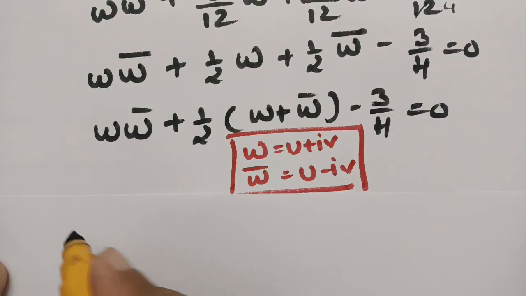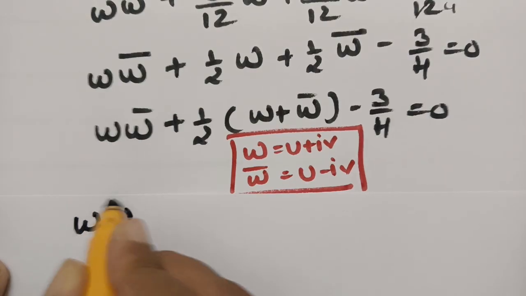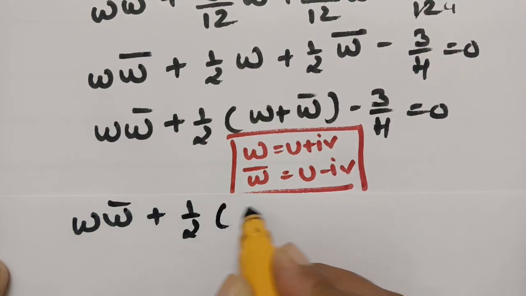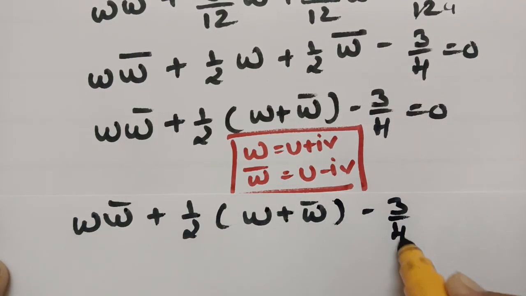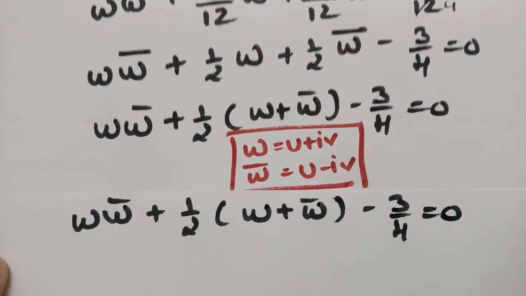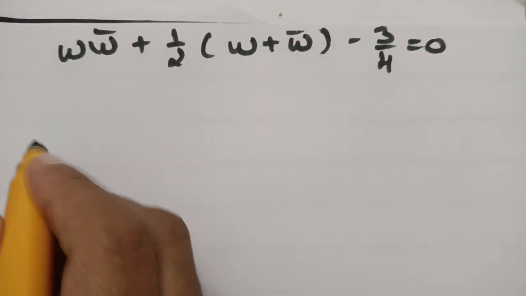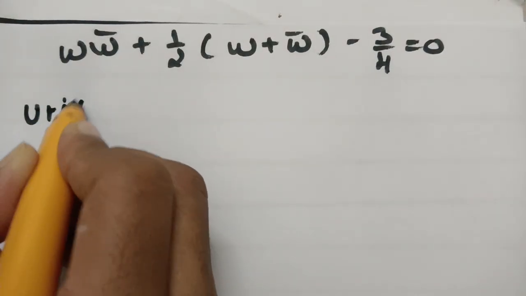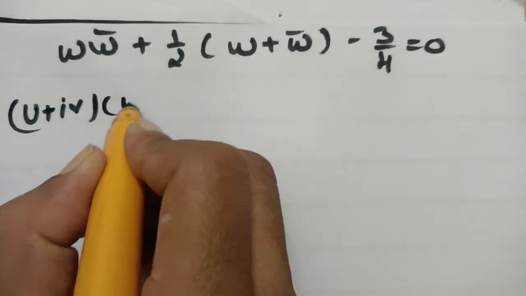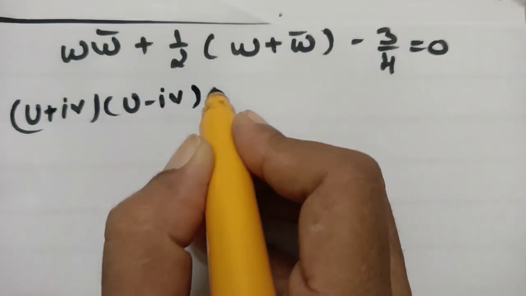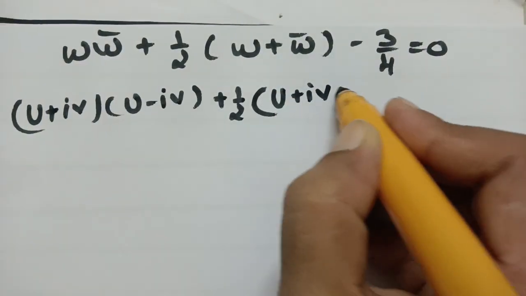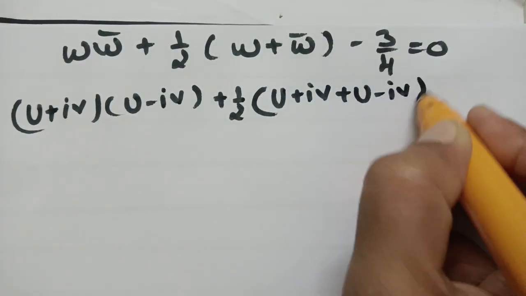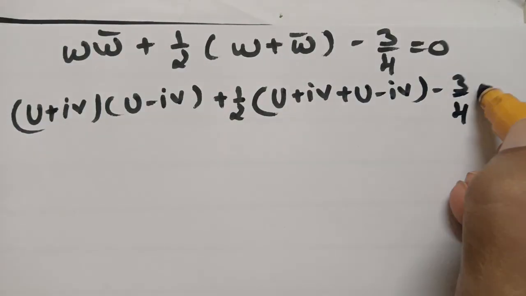So here this will be W plus W bar plus half times of W plus W bar minus 3 by 4 is equal to 0. So in place of W, if I keep U plus iV, and in place of W bar if I keep U minus iV, this value is U plus iV and this is U minus iV minus 3 by 4 is equal to 0.